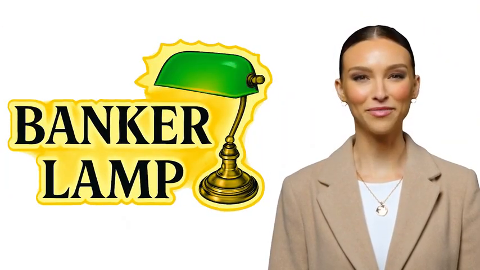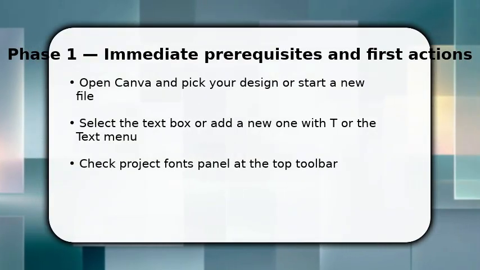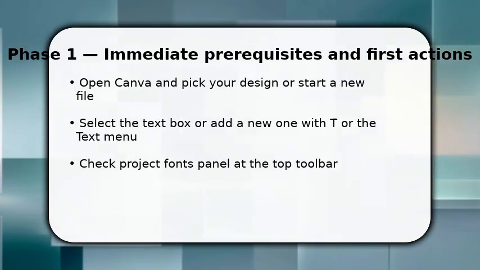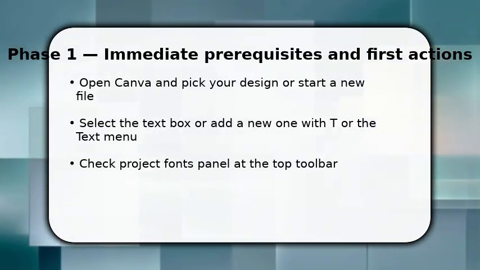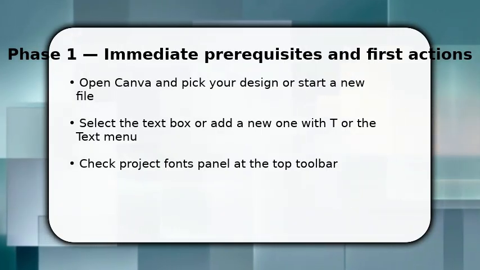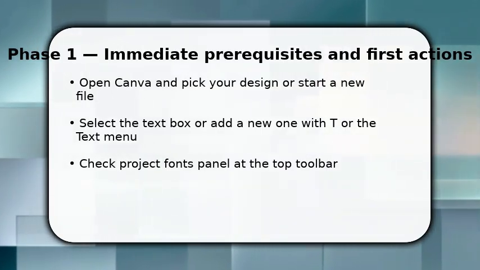Please enjoy the video. You're starting inside Canva. Open the design you'll edit and select a text element immediately. Click the text to reveal the top toolbar, because that's where the font menu and size controls live.